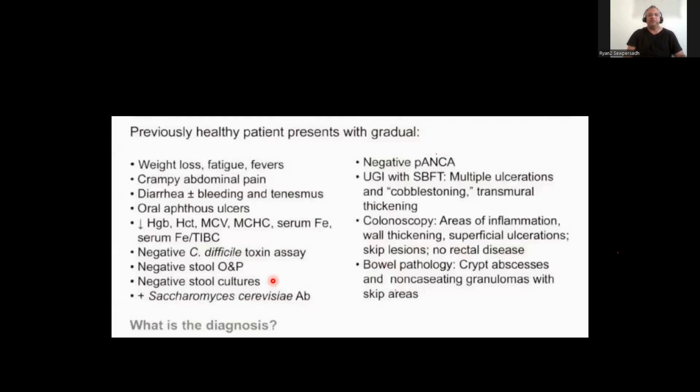Previously healthy patient comes in with gradual weight loss, fatigue, fever, cramps, diarrhea, bleeding, tenesmus, aphthous oral ulcers, microcytic hypochromic anemia, negative C. diff, negative stool ova and parasites, negative stool culture, but positive anti-Saccharomyces cerevisiae antibody, negative P-ANCA. Upper GI endoscopy shows you multiple ulcerations and cobblestoning with transmural thickening. Colonoscopy shows you areas of inflammation, wall thickening, superficial ulcers, skip lesions, no rectal disease. Bowel pathology shows you crypt abscesses with non-caseating granulomas with skip areas.